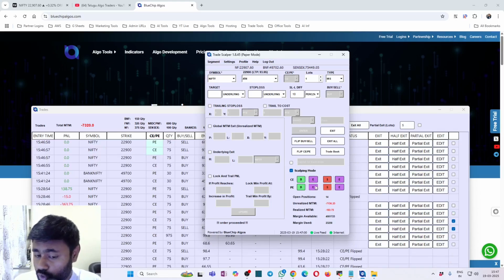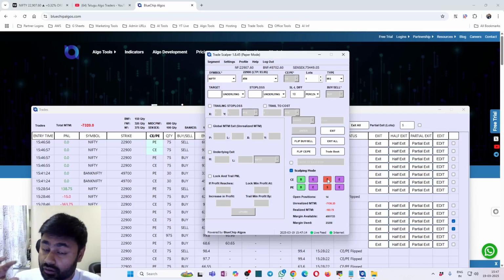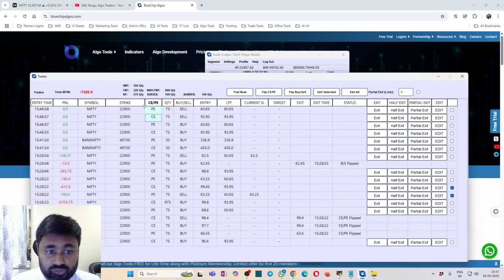But remember, if you want to exit, make use of this exit button, because in other applications, if you hit B and then S, it will get negated and they will say 0 trades. But in our case we are tracking the trade book, not the position book. So you have to hit the E button, the exit button, after you take the position.